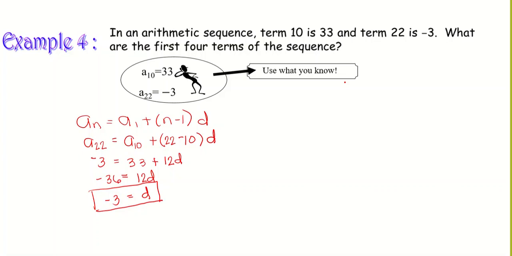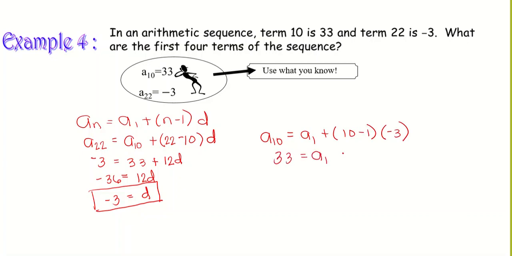Okay? Next, we need the first term. So to get the first term, we will still use the same formula. Either of these two can be the last term. I choose to have the a sub 10 as my last term. So a sub 10 is equal to a sub 1 plus 10 minus 1 times your d, which is negative 3.